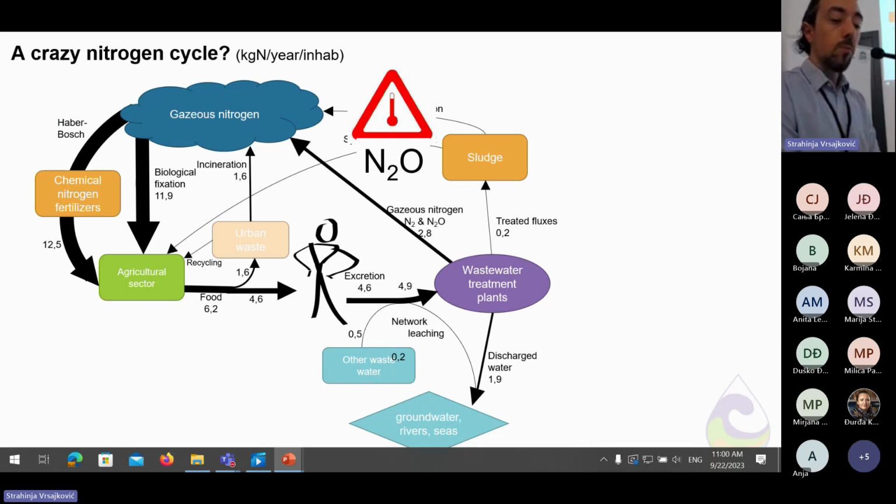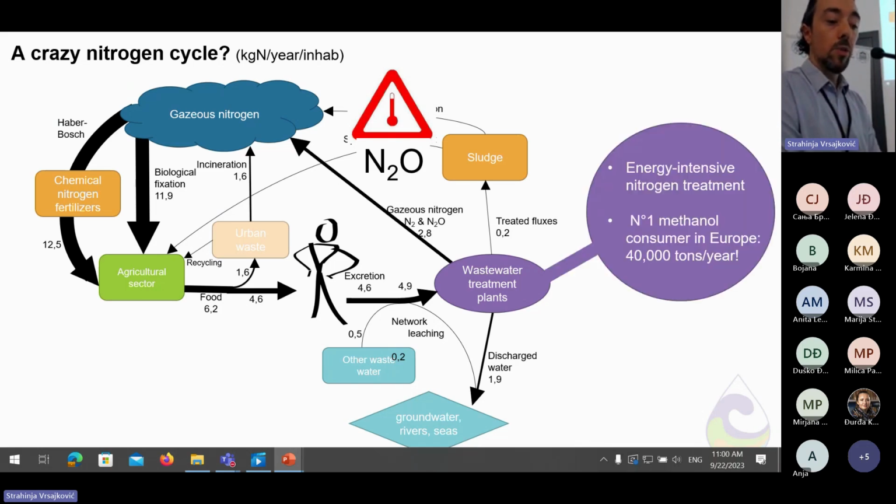One of the main problems too is that in the wastewater treatment plants where there is tertiary treatment of nitrogen, this is an energy-intensive process, and it also consumes a lot of methanol that we have to add to treat nitrogen. And wastewater treatment plants are the first consumers of methanol in Europe, up to 40,000 tons per year. But here it's sort of cyclic.